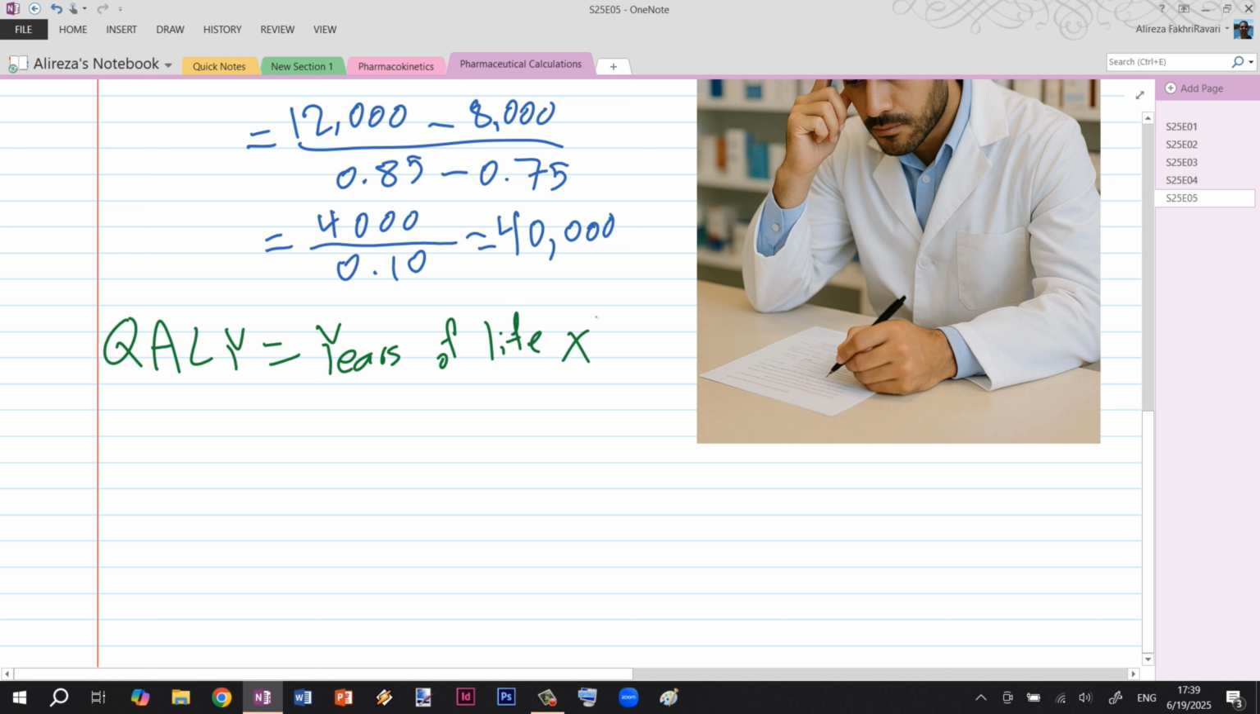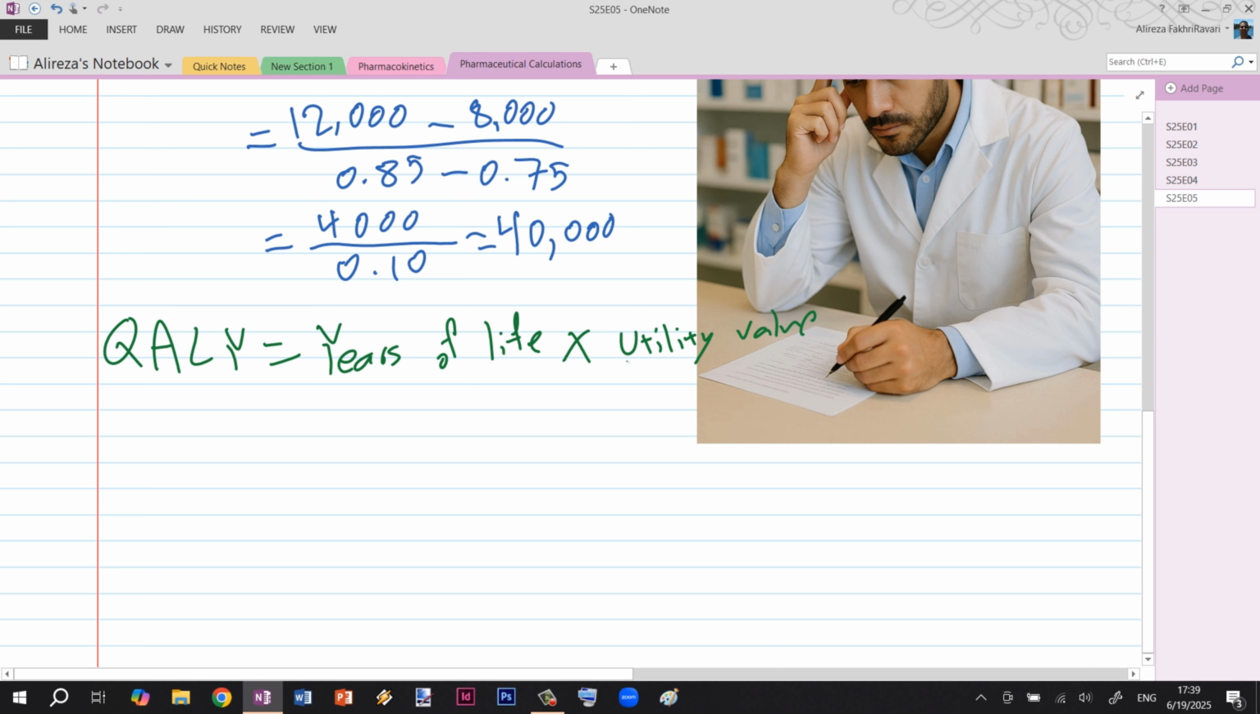multiplied by utility value. And so essentially a quality adjusted life year of 1 means 1 year of life in perfect health. A quality adjusted life year of 0.5 means 1 year of life at 50% quality, such as due to illness or disability. And a quality adjusted life year of 0 essentially means death.